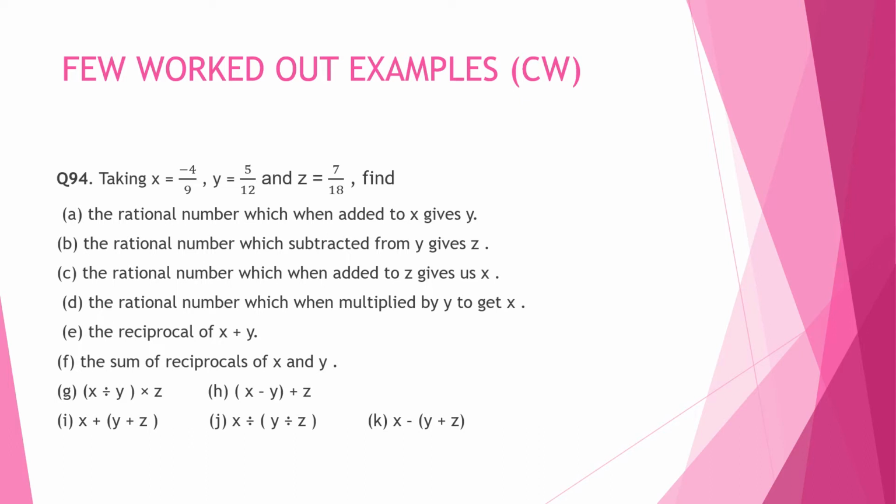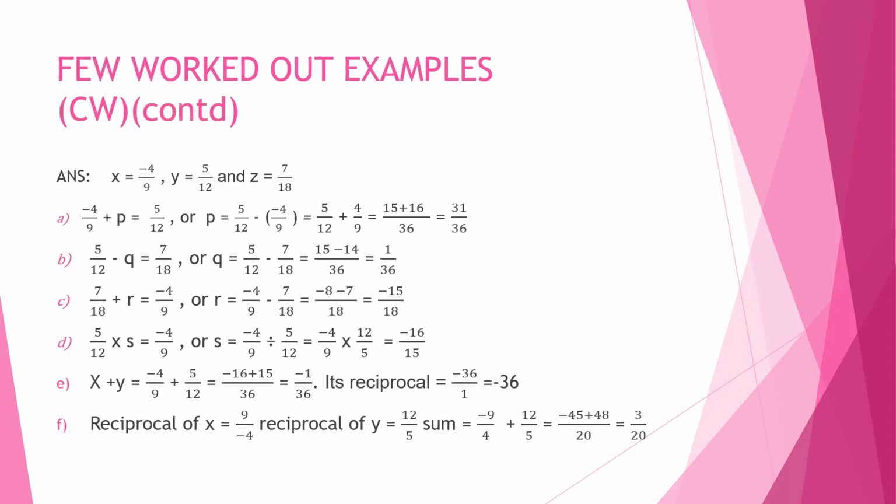Part A says we need to find the rational number which when added to x gives y. That means x plus what gives us y. That means minus 4 by 9 plus a question mark is equal to 5 by 12. Now let's see how this has to be done. I've written the values of x, y and z so that you don't need to go back to the previous slide again and again.